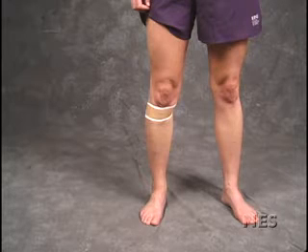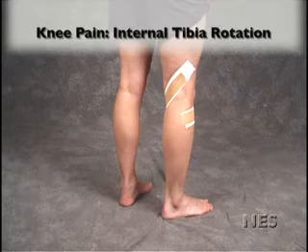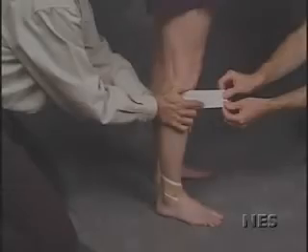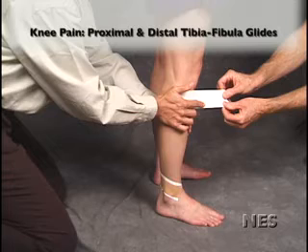Reassess the pain complaint or movement dysfunction. Knee pain, internal tibia rotation. Knee pain, proximal and distal tibia-fibula glides. Indication for this technique is when augmentation of taping to the distal fibula is needed for dorsiflexion.